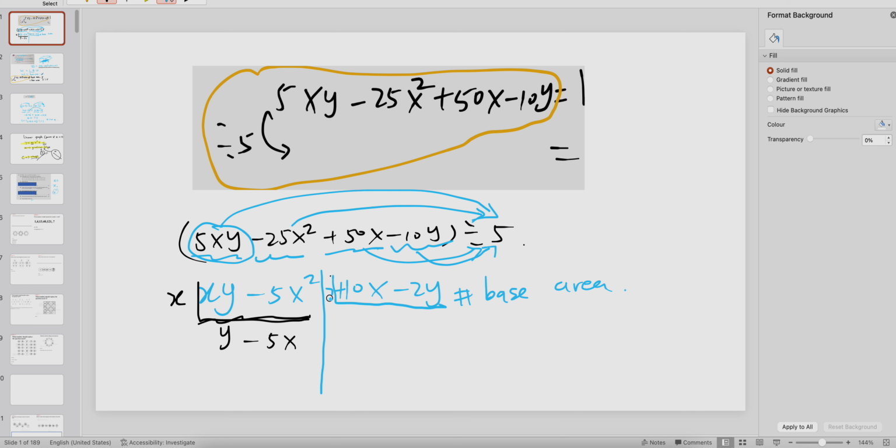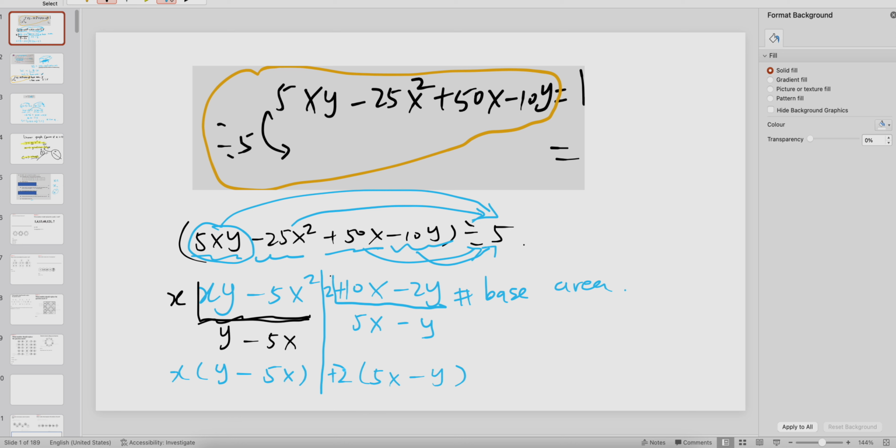So you take out a 2, you get 5x, right? You take out a 2, you get minus y, right? Does it make sense? So that means this thing will give you y minus 5x. This thing will give you 2 times (5x minus y). And if there is nothing in front, it's a plus 2, right? So now, how can you proceed?